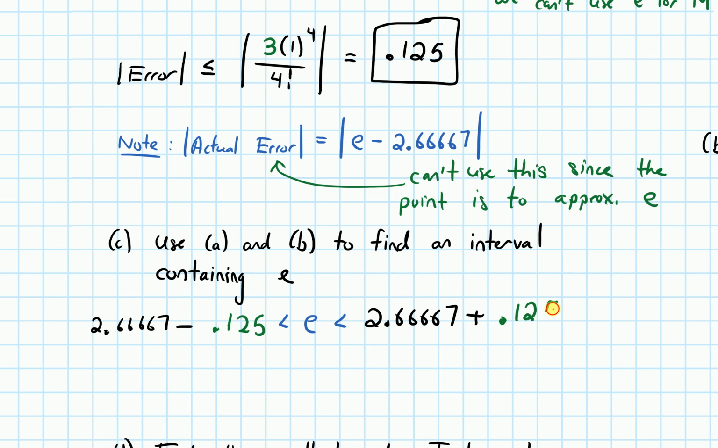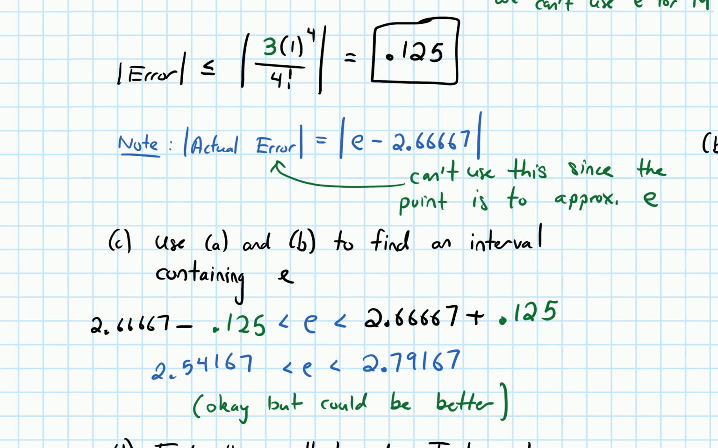We can say for sure that E is going to be somewhere between these two numbers, because this was the most the error could be, the most that our approximation could be off. Okay, so if we simplify these values, we get 2.54167 on this side. On the other side, we get 2.79167. So we get that E is between these two numbers, and this is true. This is okay, but it could be better. It's not a great approximation.